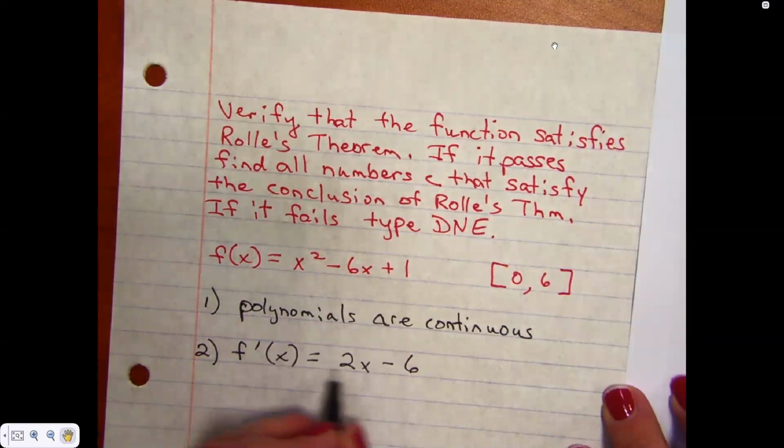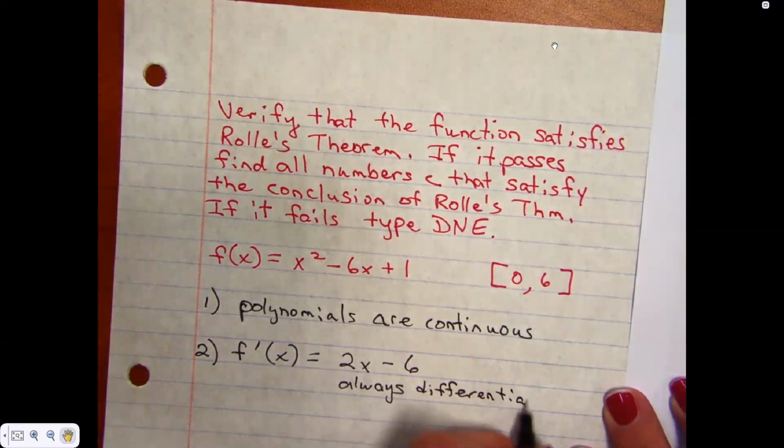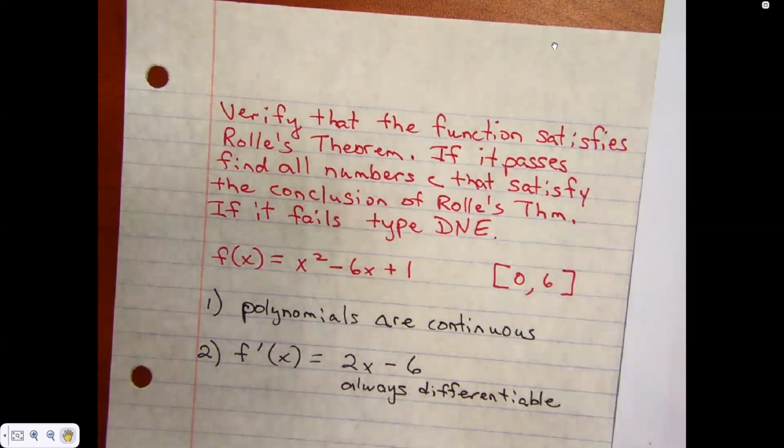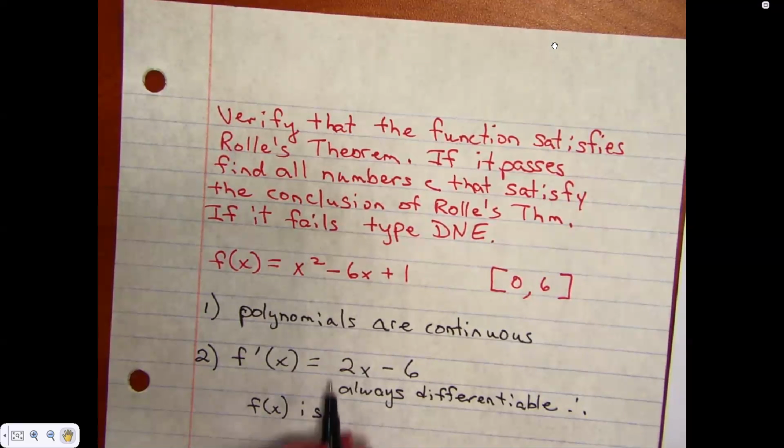So how do we want to say that without writing too much? Let's write always differentiable. Therefore, we could just put the little dots. Therefore, f of x is differentiable.